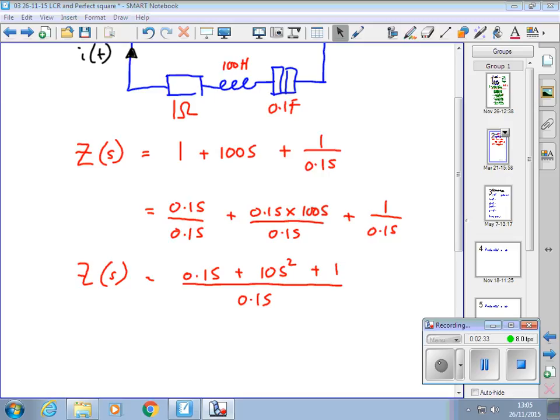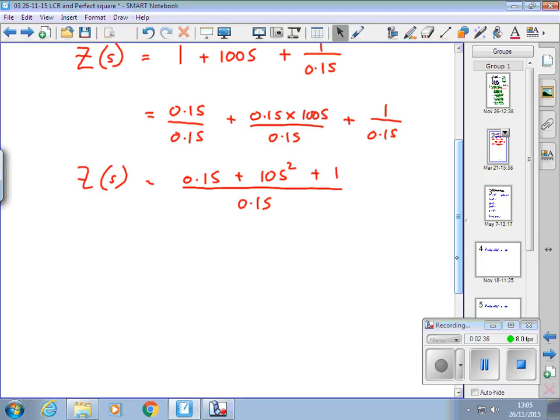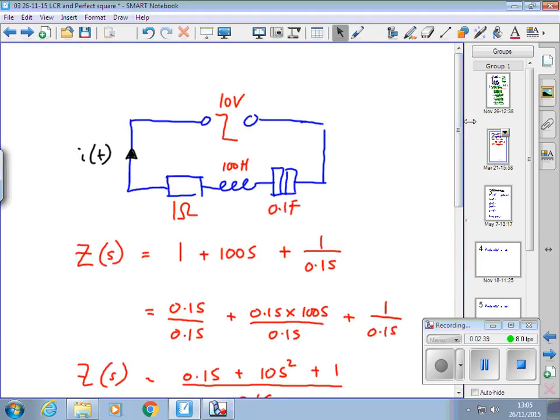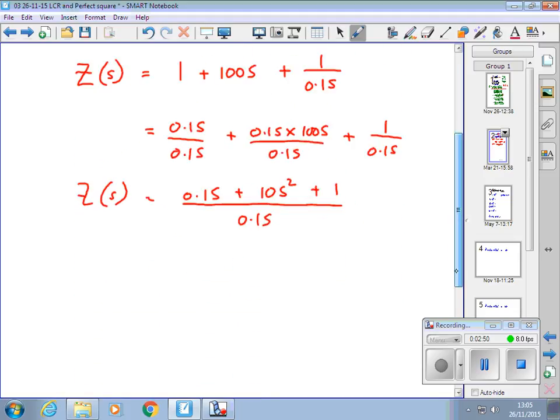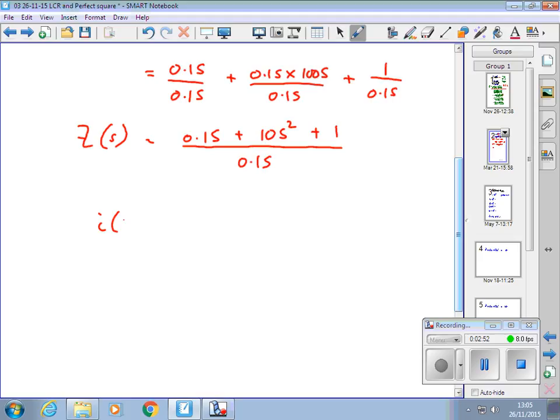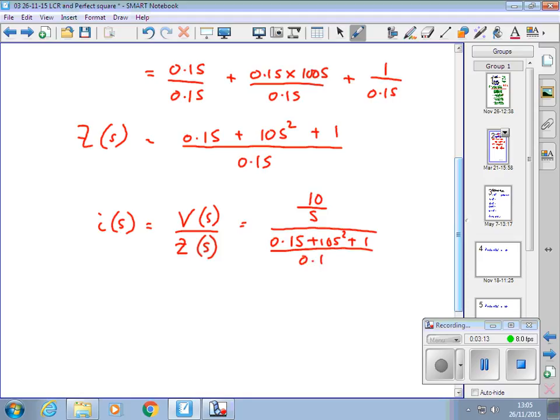I want to now use Ohm's law. So as we did last week, if we look at this, then the voltage is just 10 over S, because it's a step voltage. So now the current is the voltage over the resistance, so that's going to equal 10 over S over this: 0.1S plus 10S squared plus 1, over 0.1S.